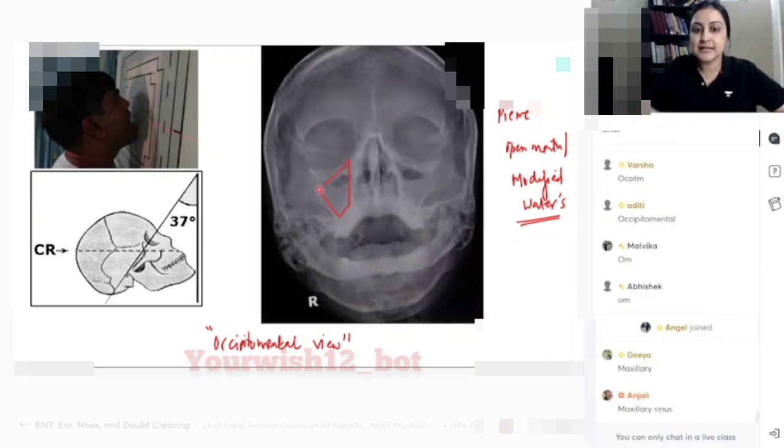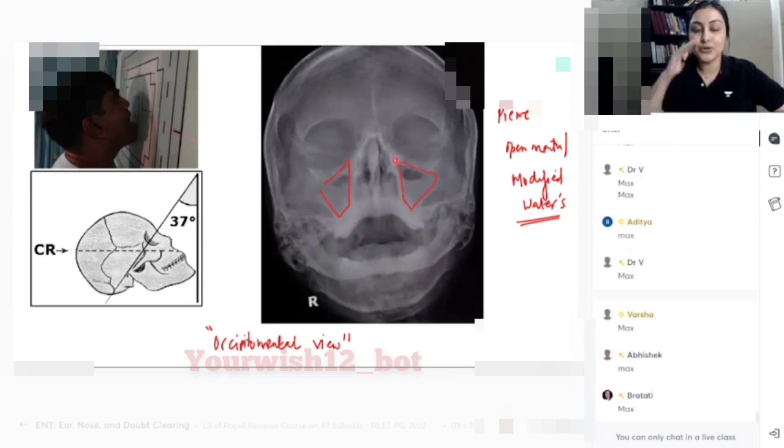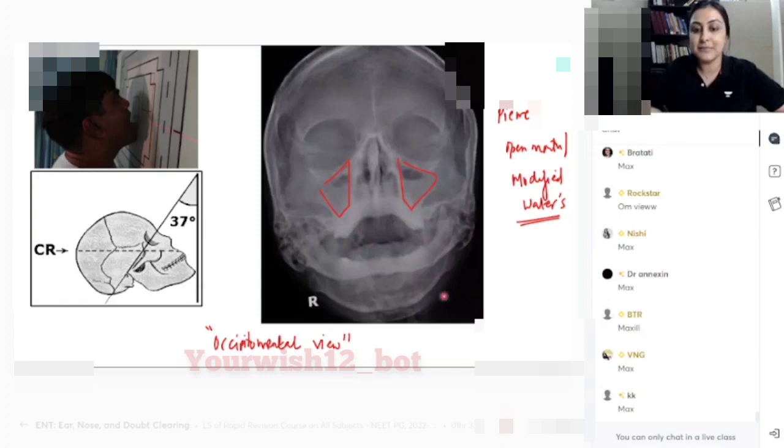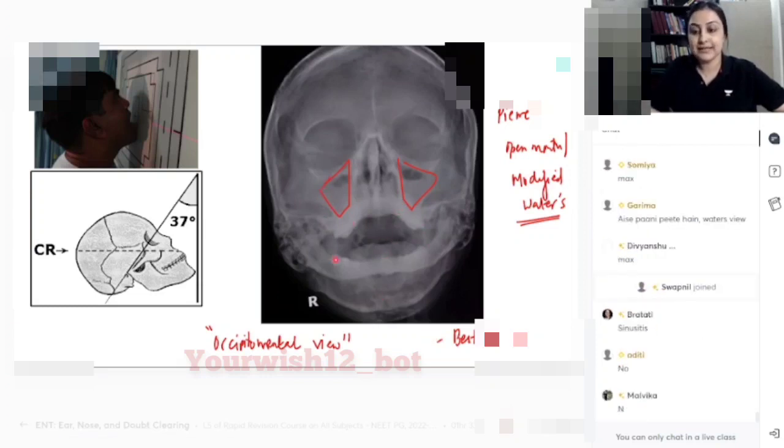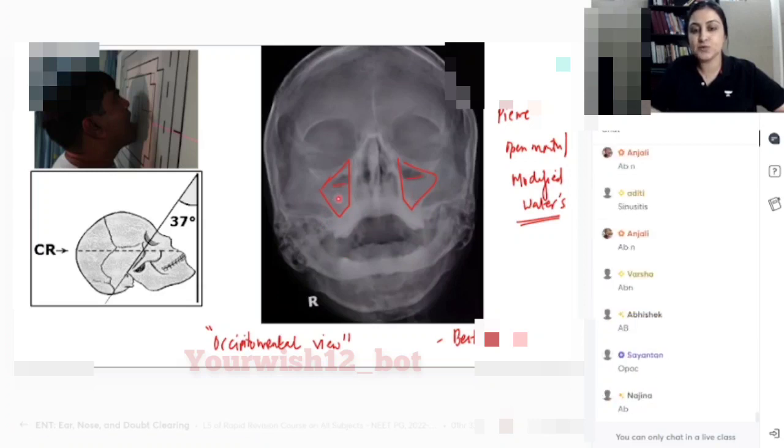As you can see, these are the maxillary sinuses which are oriented in the field. These are seen best here, so this is the best view for the maxillary sinus. In this particular patient, are these maxillary sinuses normal or abnormal? Yes, there is definitely sinusitis. You can see an air fluid level, and there is this opacity here. So opacification of sinuses is suggestive of sinusitis, isn't it?